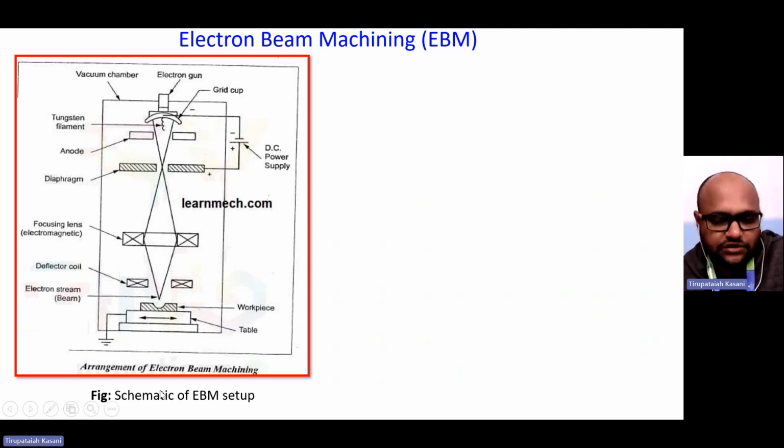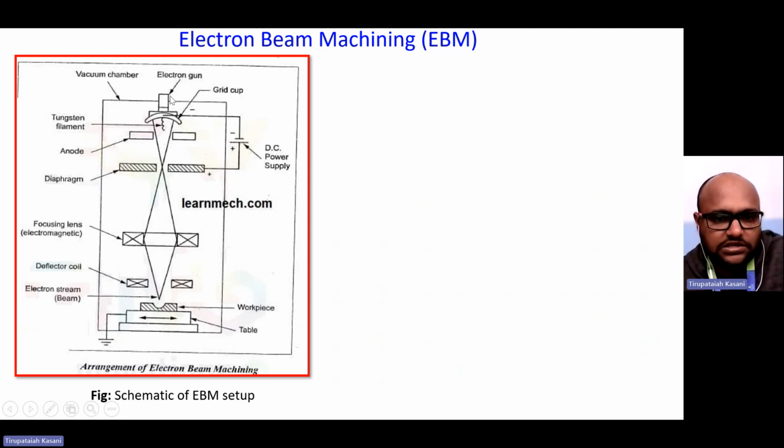First, we will go through this schematic of the EBM setup. This is the arrangement of the electron beam machining setup, and this is how the setup looks. First, we will start with the electron gun. What is this electron gun? The electron gun is the element which emits high velocity electrons when it is subjected to a high potential difference or high voltage.